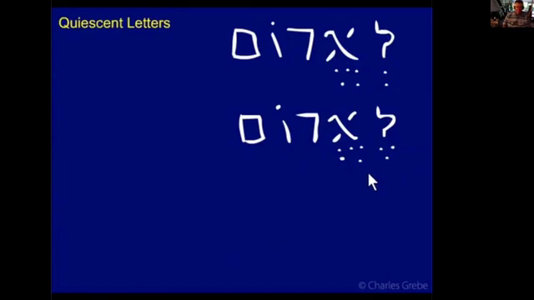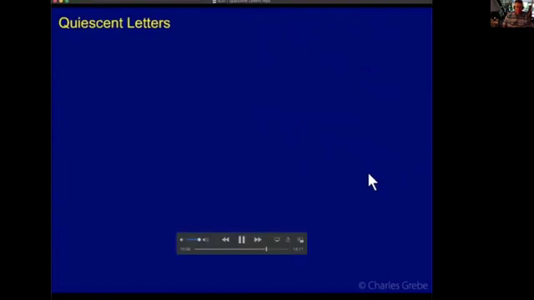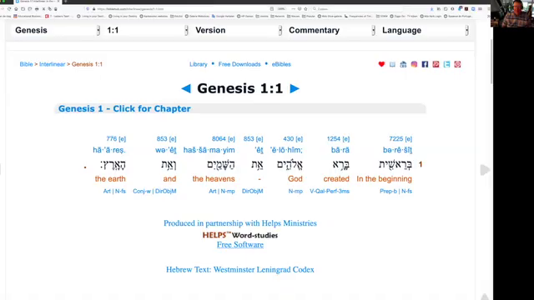Now let's take a look at one of the other letters. Similar. Let's go back to our word. Now we can perhaps see. This is Bereshit again. See here. And we say here, tsere. There is tsere. That is a long e vowel.